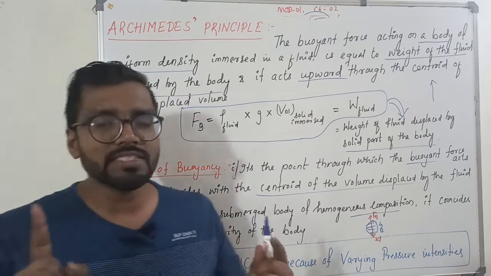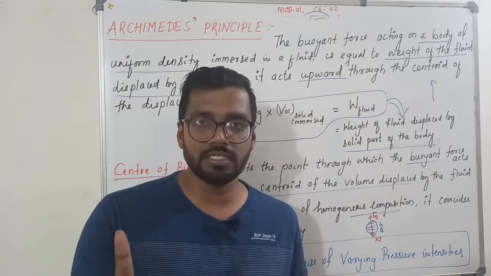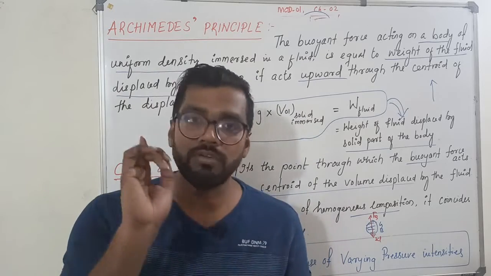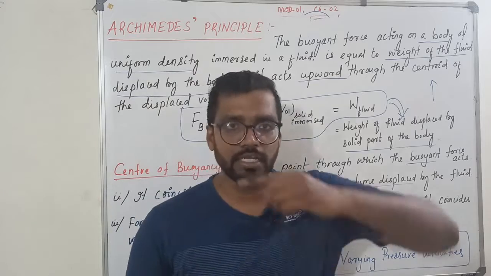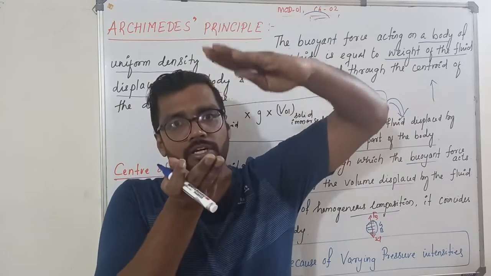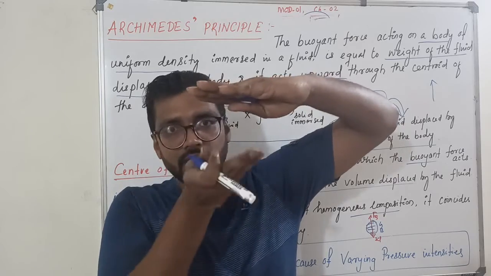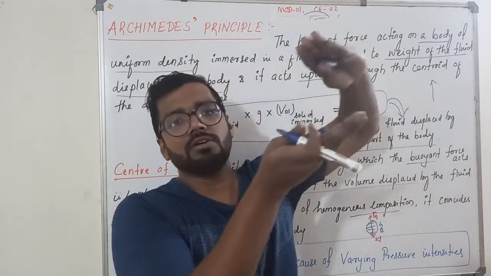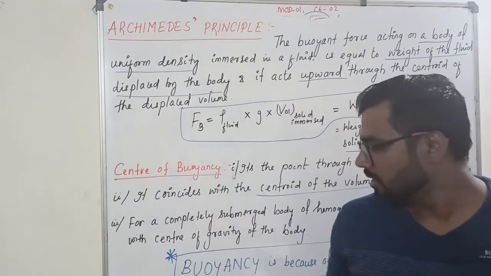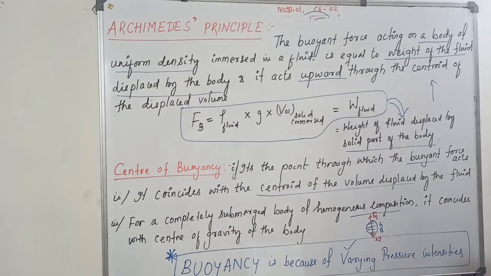There is an interview question: why does buoyancy come into effect? Because of the varying pressure intensity. Upward we have P1, downward we have P2. Because of this we have hydrostatic forces F1 and F2, and the resultant of these forces, F net, is your buoyancy force. So buoyancy comes because of varying pressure intensities. Come on, pause the video, note it down. Next we are going to study apparent weight.